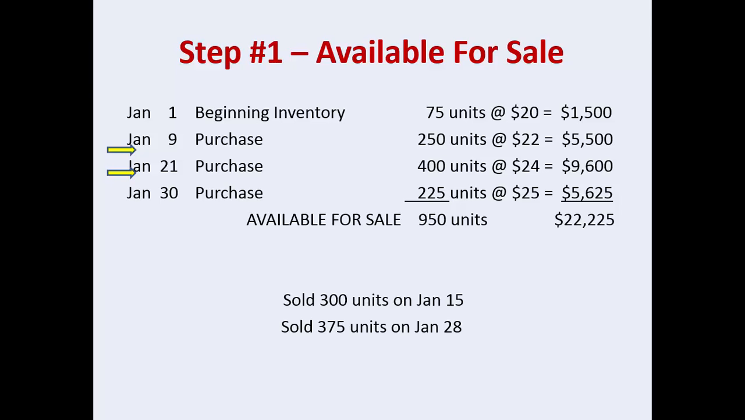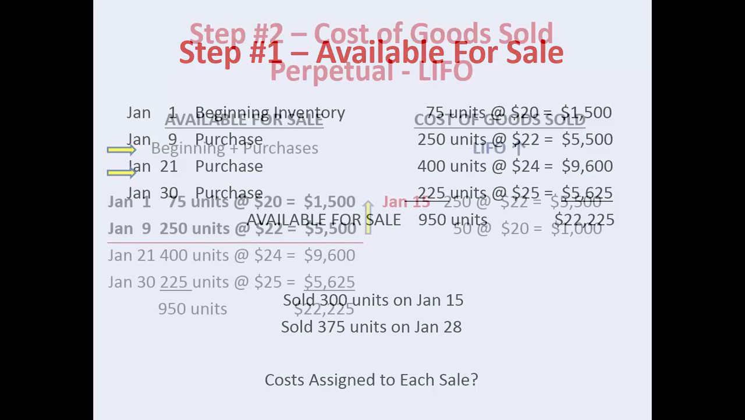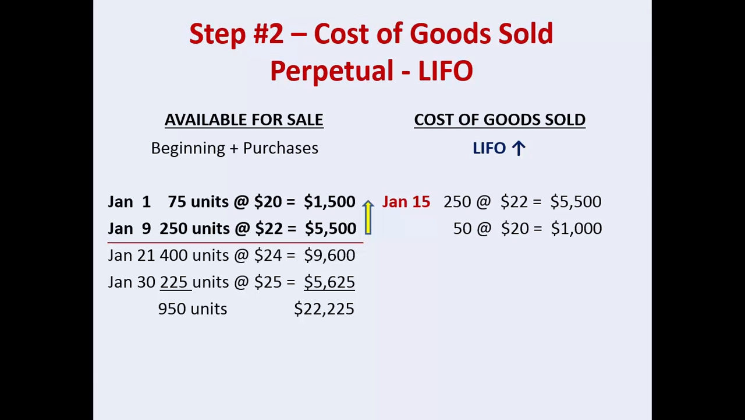And here are your sales. You sold 300 units on the 15th and 375 on the 28th. So what cost will you assign to each sale? The key to remember with the perpetual, you cannot assign a cost for something that you have not yet purchased. So at January 15th, what were the last units in? You hadn't bought the ones on the 21st or the 30th yet.